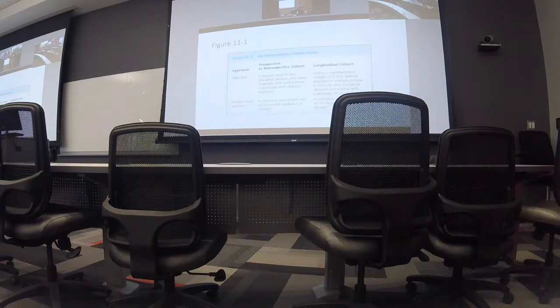Okay, key characteristics of cohort studies. They could be prospective, as in you enroll individuals and you follow them going forward in time, or they could be retrospective, as in the disease happened and you find out what happened in their past. The objective is to compare rates of new incident disease over time in people with or without a well-defined exposure. That's essentially the objective of prospective and retrospective cohorts.